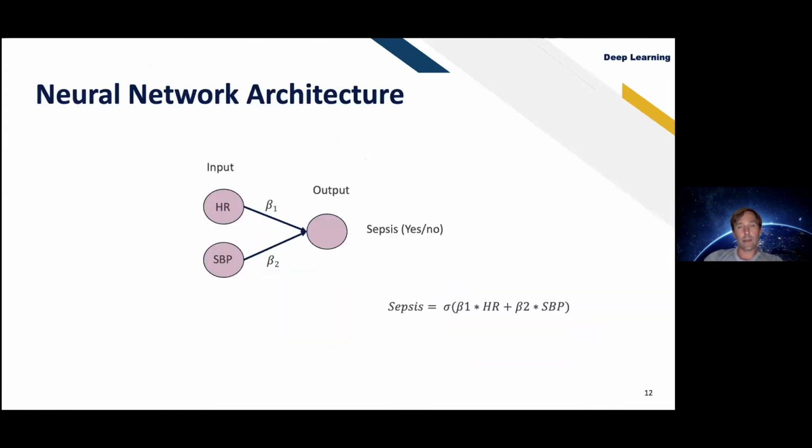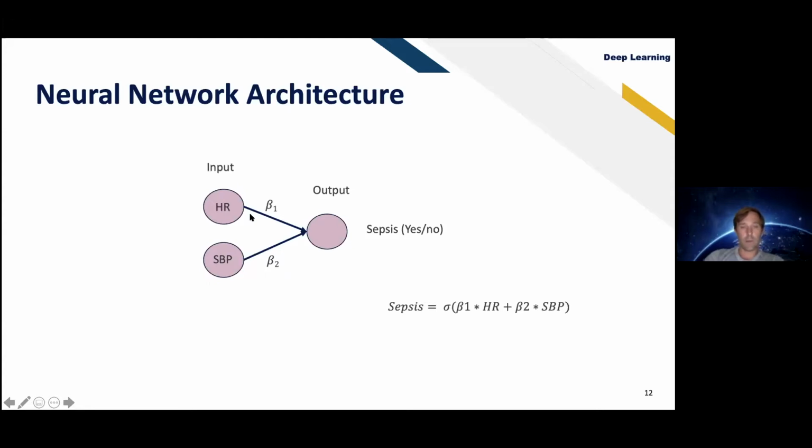And so I wanted to give just a very basic example of the network architecture, but then also to hopefully bring this back to what many of you are probably familiar with, which is more on the logistic regression side of things. So you can think of it as a very, very basic neural network that has 2 inputs. So an input for heart rate, an input for systolic blood pressure, and an output is trying to determine whether a patient has sepsis.